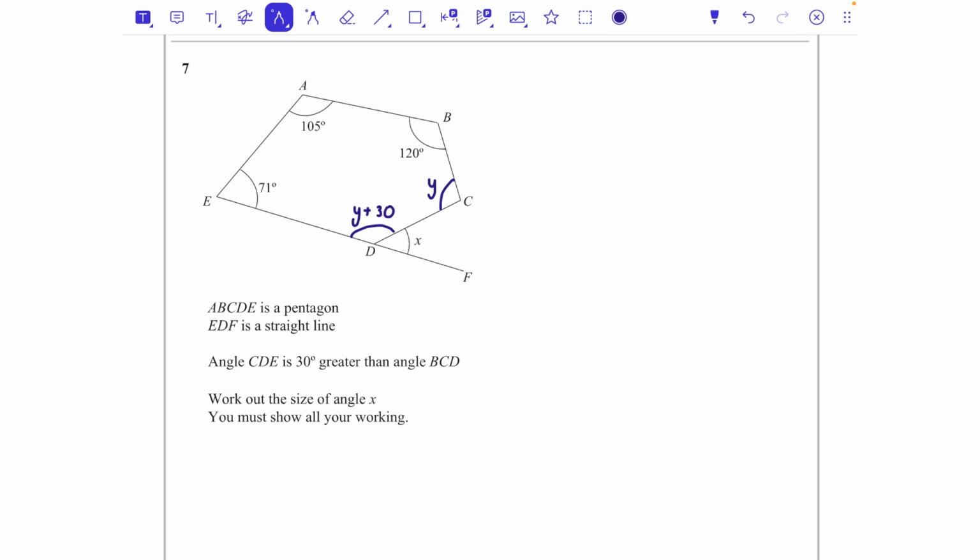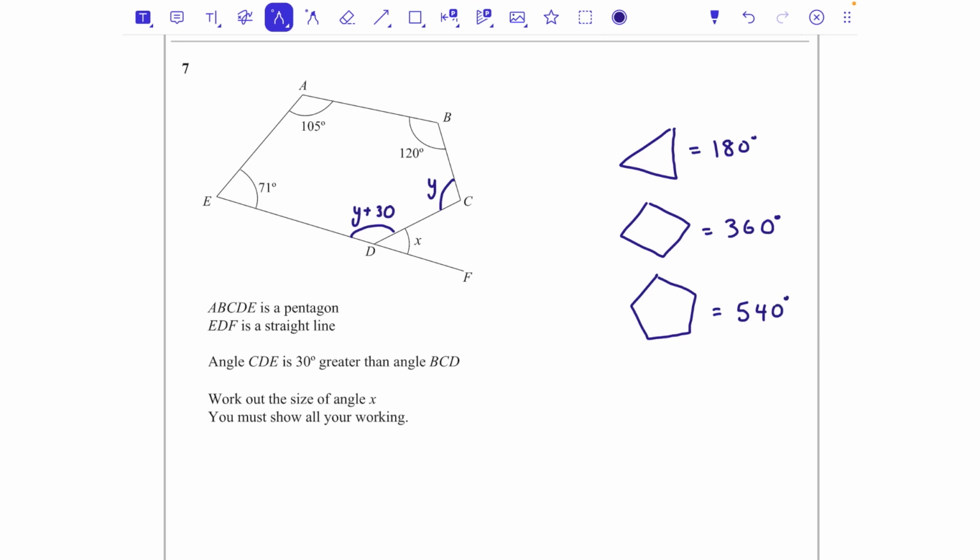And we know that angles in a triangle add up to 180 degrees. Angles in a quadrilateral, a 4-sided shape, add up to 360. And every time you add a side, you add another 180 degrees. So a 5-sided shape, a pentagon, adds up to 540. And the formula for that is the number of sides, take away 2, times by 180. But if you forget that formula, it's kind of nice to be able to work up. So triangle's 180, and then every time you add a side, you add another 180 degrees, just in case you forget that formula in the exam.